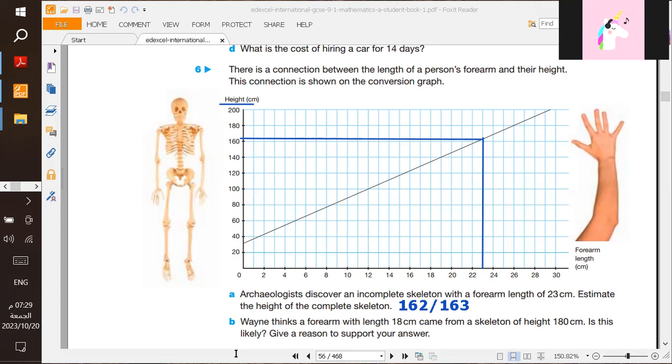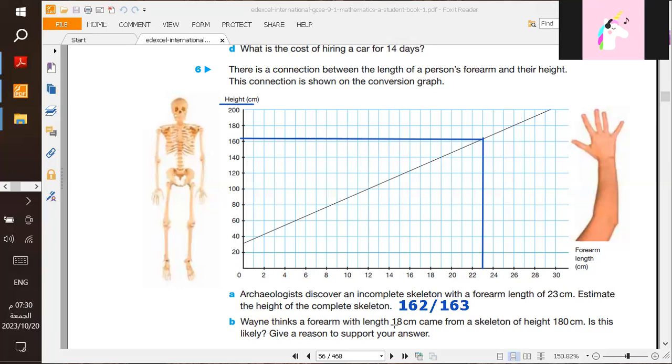Now, question B. Wayne thinks a forearm with length of 18 centimeters came from a skeleton of height of 180 centimeters. Is this likely? So we're going to compare these. If they are the same, it means we're going to say, yes, it is good. If it's not, we're going to talk about it, okay? So let's check. So he says that, let's take a line. I'm going to make it red this time.